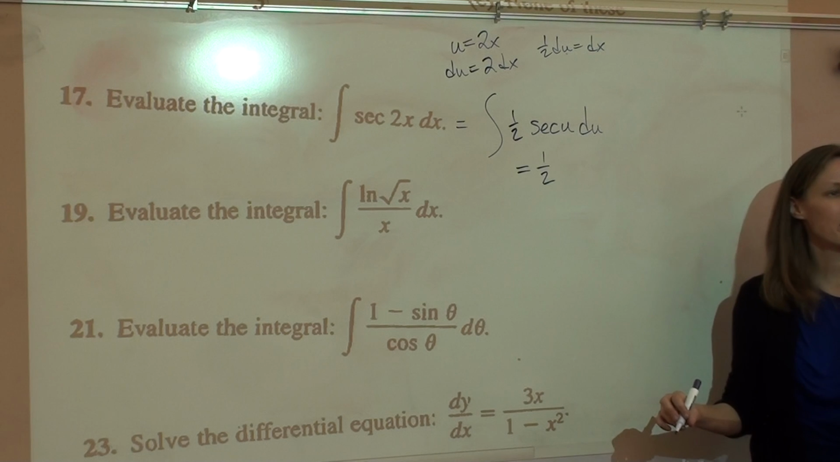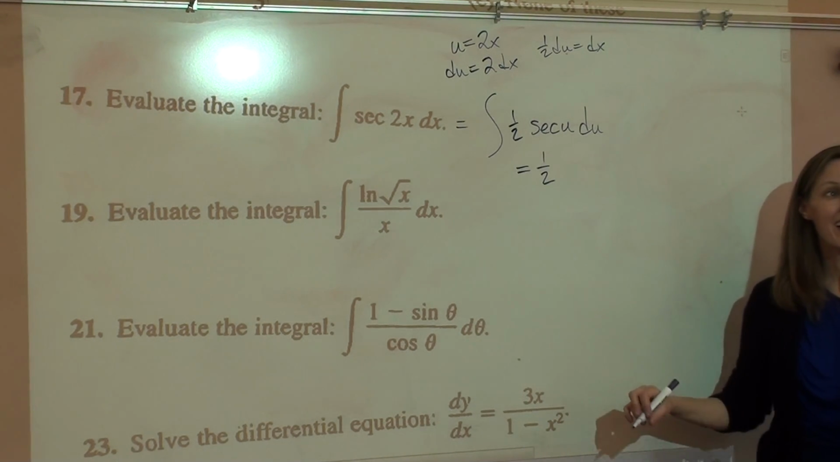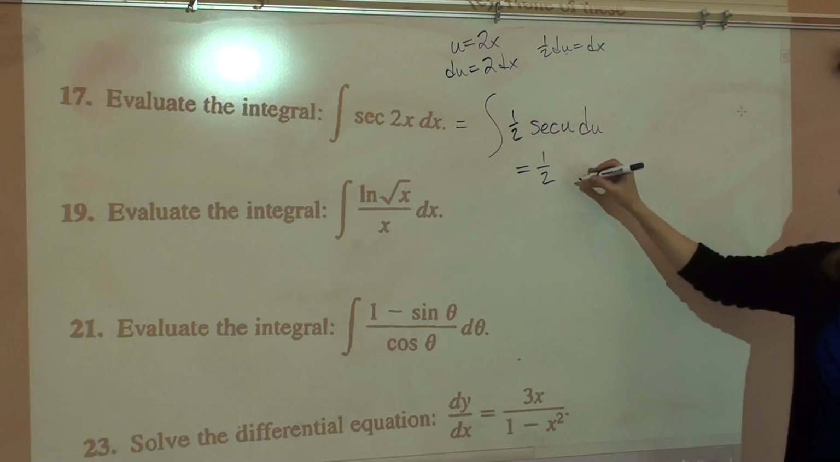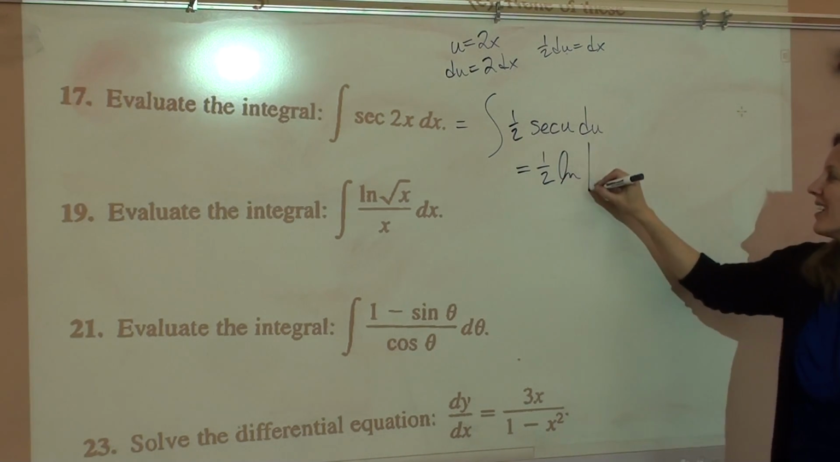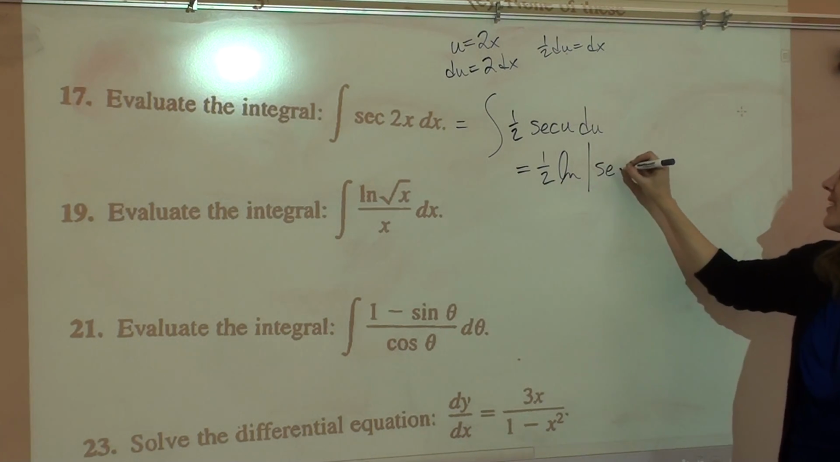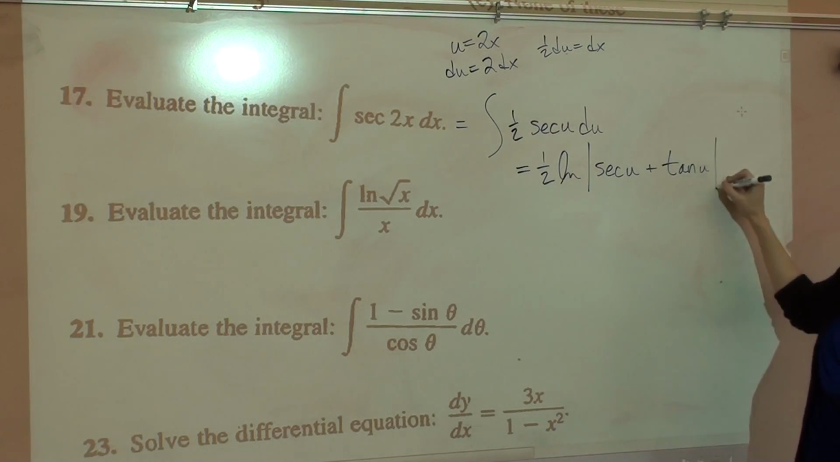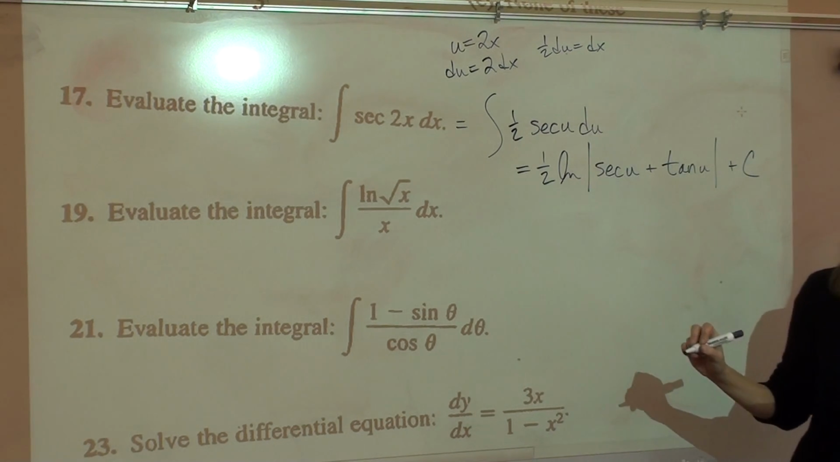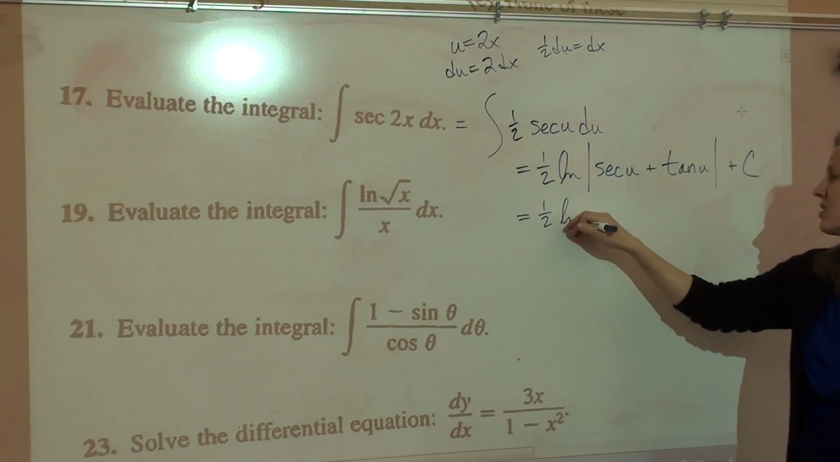Do you know the antiderivative of secant? Isn't it like cosecant something cosine? I'll start you, it's ln absolute value of secant x plus tangent x, plus c, and then we would rewrite the u's back in with 2x.